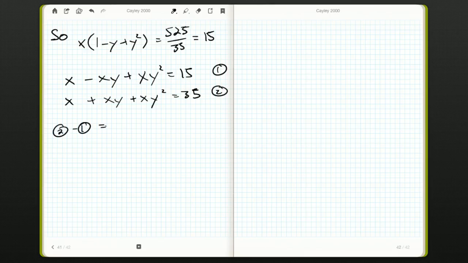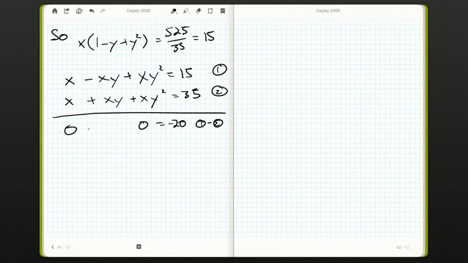2 subtract 1 is going to be, these guys are going to cancel each other out. Actually, it might be easier if I just, because of how I have it visually set up, let's do 1 subtract 2. 15 minus 35, we're going to get negative 20. These guys are going to cancel out, these guys are going to cancel out, and we'll be left with negative 2xy. So from there we can see xy is equal to 10.